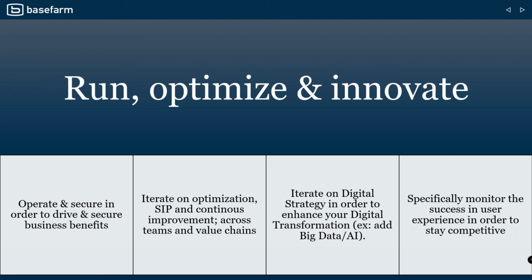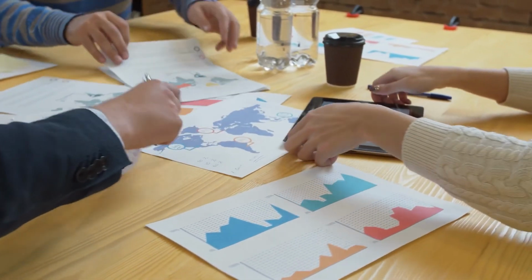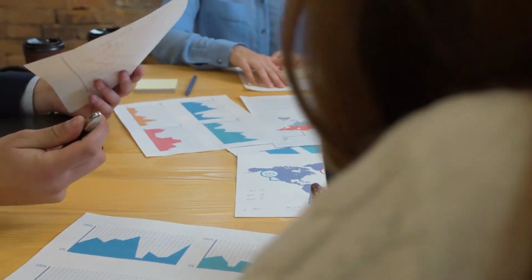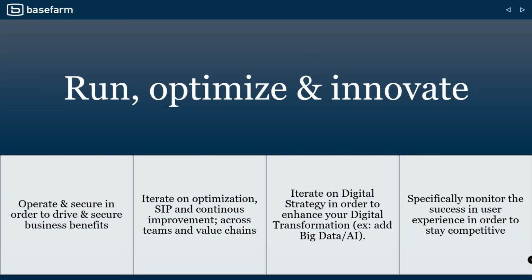And then you also should iterate on your digital strategies constantly to keep adding on and become more and more improved, instead of having one big boom plan. The transformation could be that I simply add components, I add AI, I add big data.